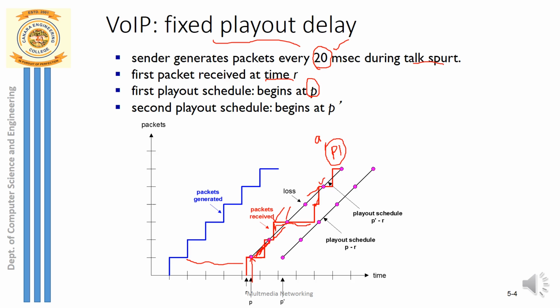Whether that fifth chunk is available, definitely. That fifth chunk has come now. And now the sixth chunk. So this goes on. Because of this fixed delay, the receiver is experiencing loss here. So this is his first playout schedule.